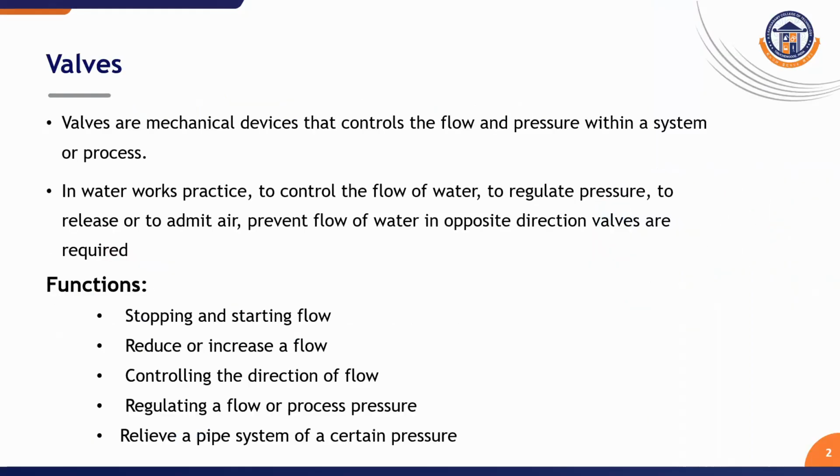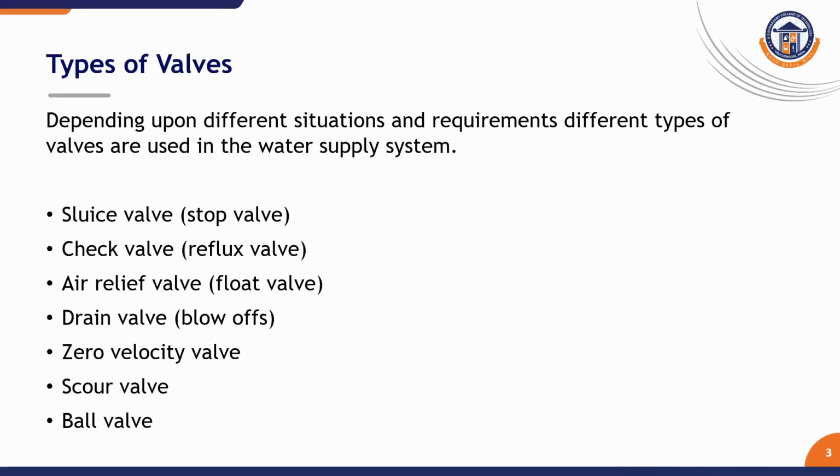Valves are mechanical devices used to control the flow and pressure within a system. In water supply networks, we use valves for several critical purposes like to start or stop the flow of water, to regulate or reduce the pressure, to allow air in and out of pipelines, to prevent backflow, and to isolate sections of the network for maintenance and emergencies. The correct choice and placement of valves enhance system performance and reliability.